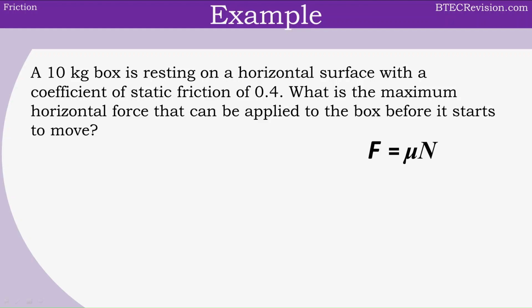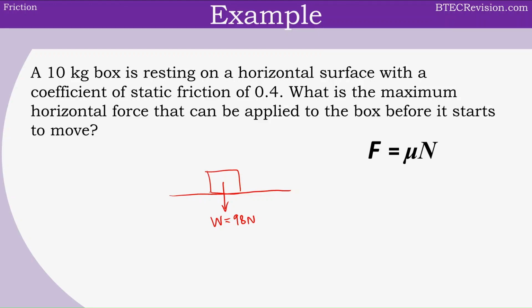Now let's try this example. We have a 10-kilogram box resting on a horizontal surface with a coefficient of static friction of 0.4. So we can start by drawing the diagram to make the question clear. So here's our box. We have 10 kilograms, and that's going to have a weight due to gravity, which is 10 times 9.8. So that would be 98 newtons.